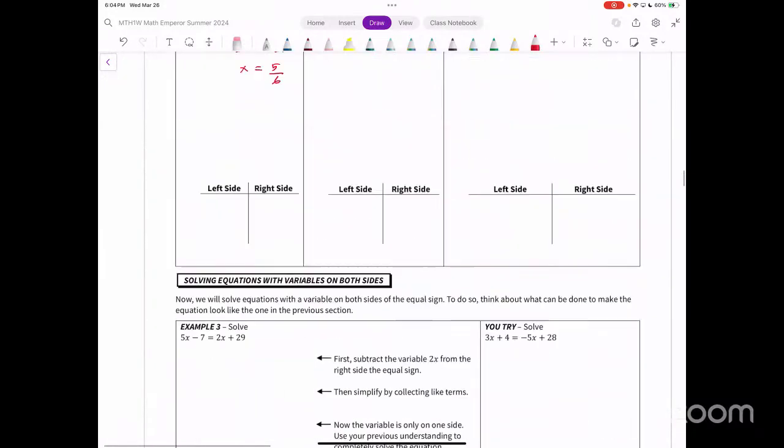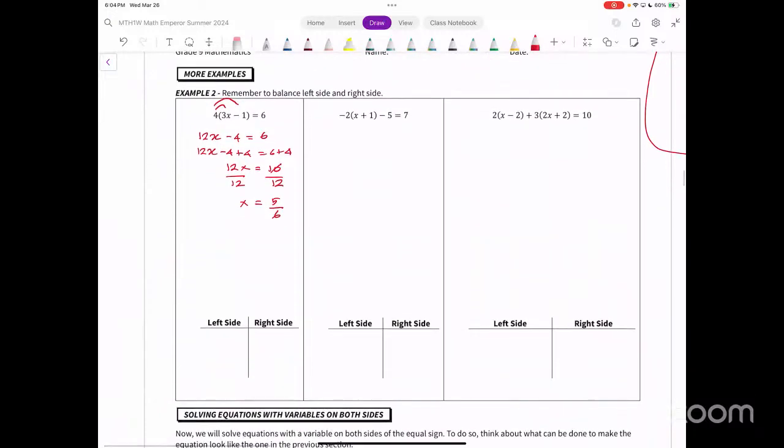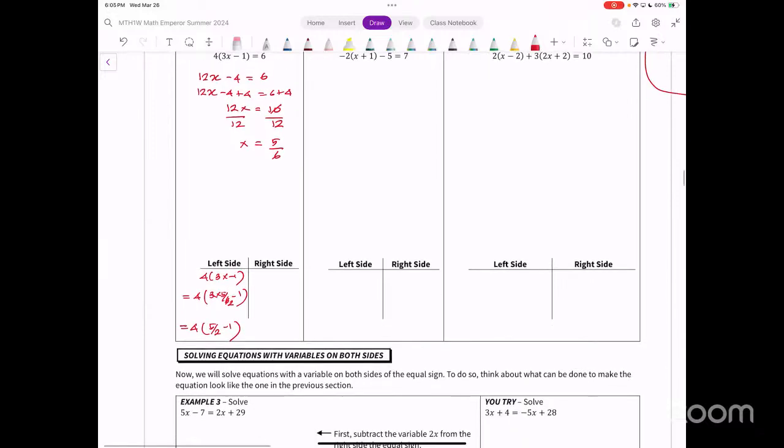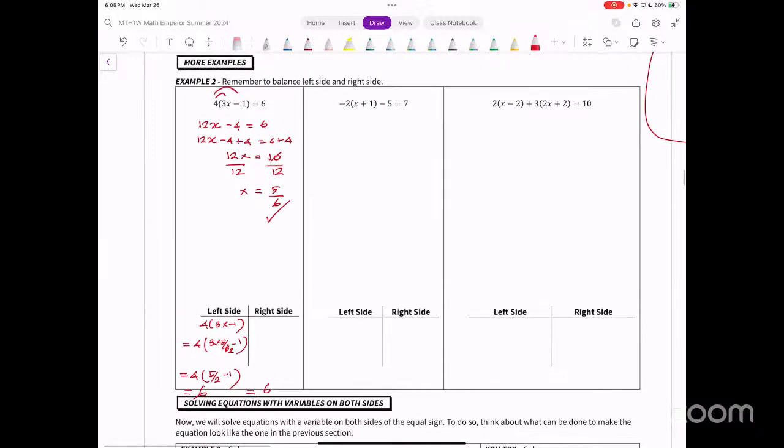So we're going to verify the answer. The left side, 4 times 3x minus 1. Now you've got 4 times, x is 5 over 6, so 3 times 5 over 6 minus 1. We can simplify that to be 2. So that is going to be 4 times 5 over 2 minus 1. 5 over 2 is 2.5. Minus 1 is 1.5, times 4 is 6, which is the right-hand side. So the answer is correct.